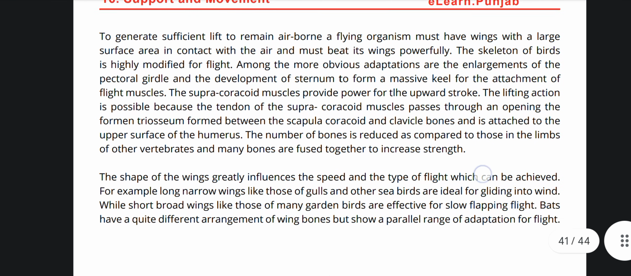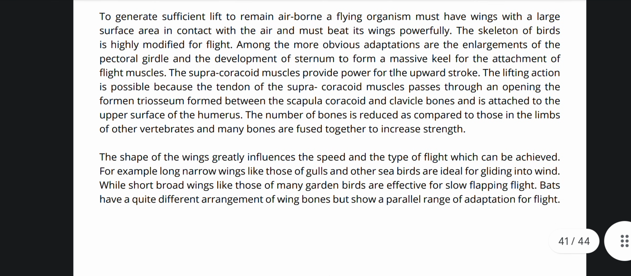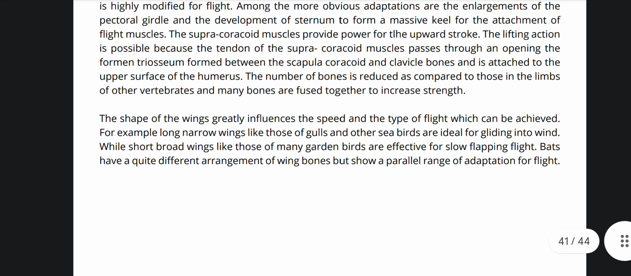The supracoracoid muscles provide power for the upward stroke. The lifting action is possible because the tendon of the supracoracoid muscles passes through an opening, the foramen triosseum, formed between the scapula, coracoid, and clavicle bones, and is attached to the upper surface of the humerus. The number of bones is reduced as compared to those in the limbs of other vertebrates, and many bones are fused together to increase strength.